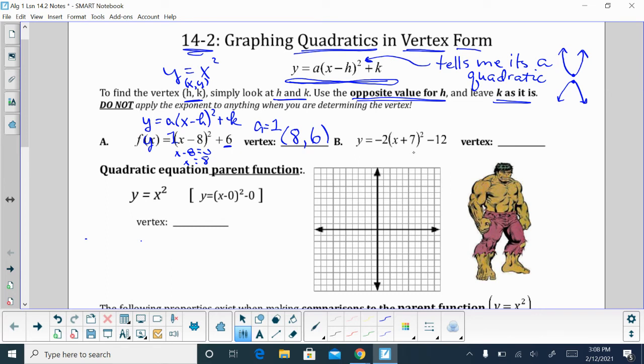Taking the information we're given, we need to find the h and the k value. So here's my basic form. I'm working through it here. If you're not quite sure, you can always take what's inside the quantity, set it equal to 0 so that you can get it right. But it's a negative 7 and a negative 12. And what's that value of a? The number in front, a negative 2. That's going to tell me it's going to open down.